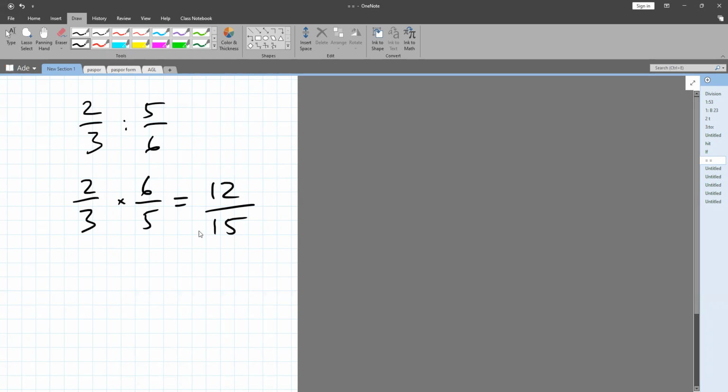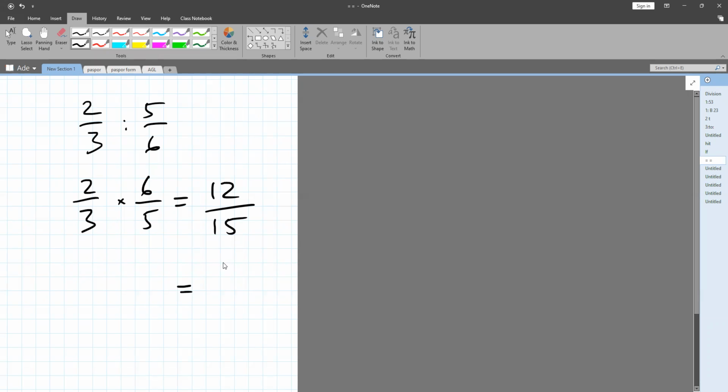Now, actually, when you look at this fraction, 12 on 15, you can simplify it further, right? You can simplify, you can make it 4 on 5. So we are now doing an equivalent fraction. So how do you get that number? Because 12 and 15 can both be divided by 3.